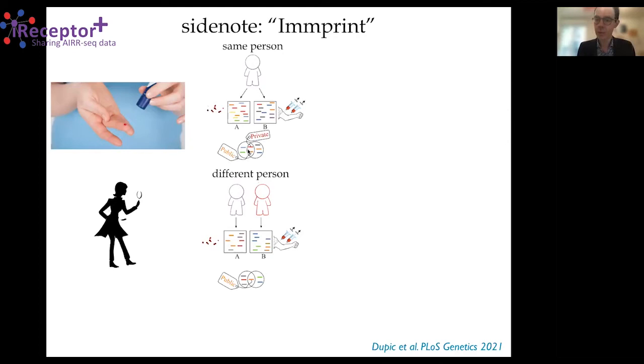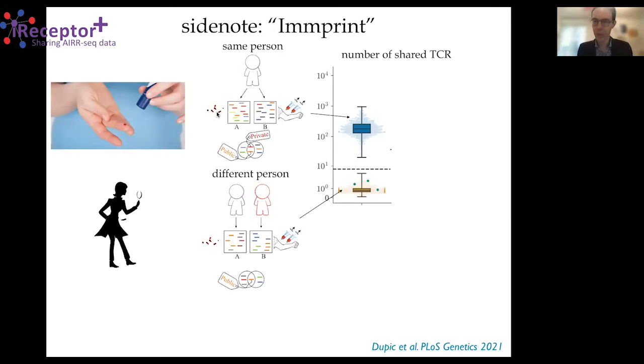The reason for this is because, of course, the repertoires are organized in clones. So each clone is represented by many cells. If, on the other hand, it's different people, so if the person you suspect is actually not the culprit, then you may still see some sharing between the clone types. But this sharing will be due to public sequences, so these sequences that are randomly shared by accident between unrelated individuals. And indeed, doing this kind of in silico experiment, we didn't actually look at blood left by people, you can show that you can easily distinguish samples coming from the same person from samples coming from different people.